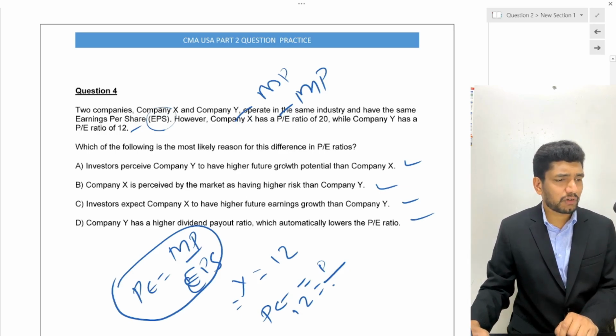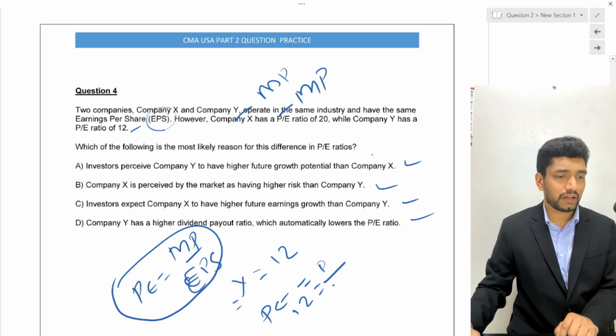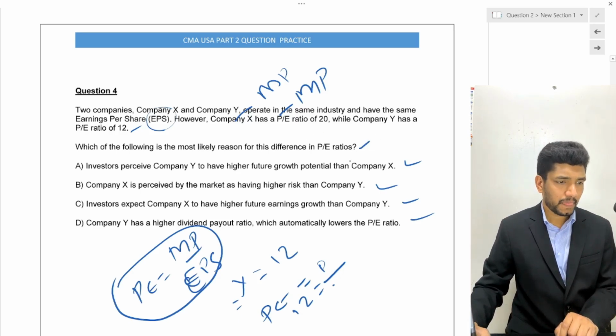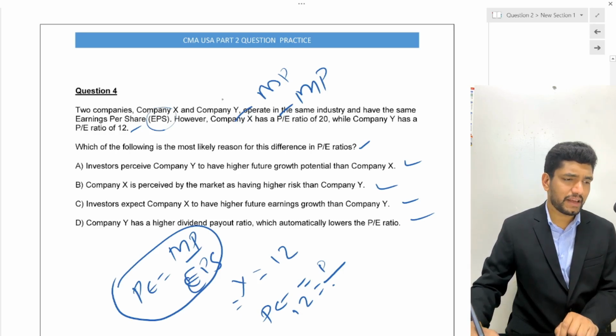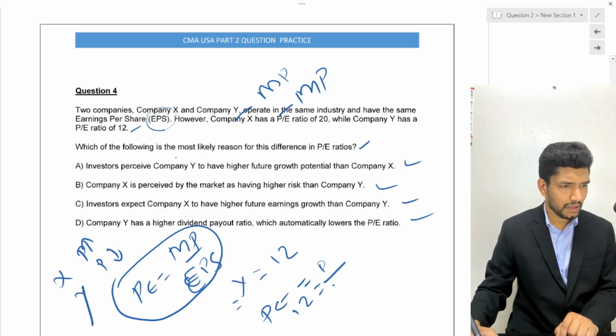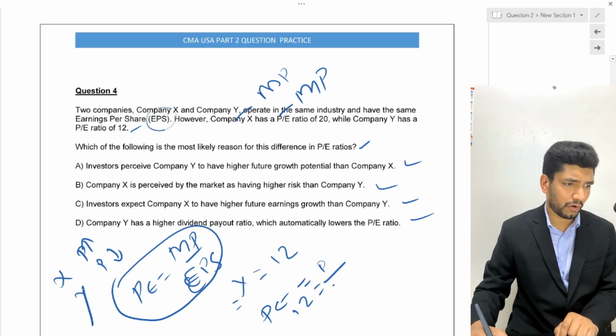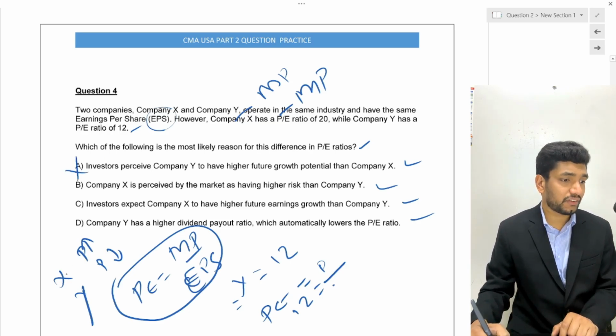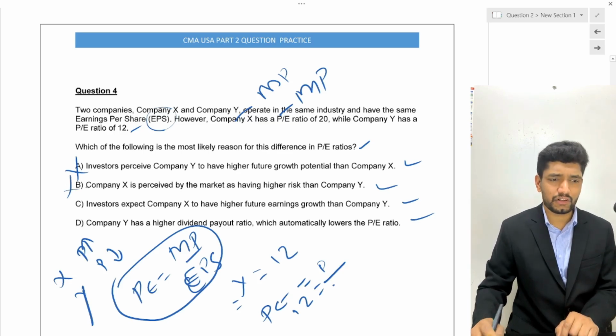Again, we come to the question one more time. Which of the following is the most likely reason for this difference in PE ratios? So now we understand company X's price is higher, and for company Y, less price. Investors perceive company Y to have more future growth potential than company X, this is wrong, because it is just the opposite. Company X has more market value. Company X is perceived by the market as having higher risk than company Y. No, because its price is higher, so it is not related with the risk.